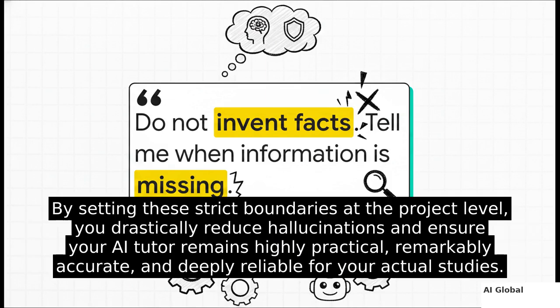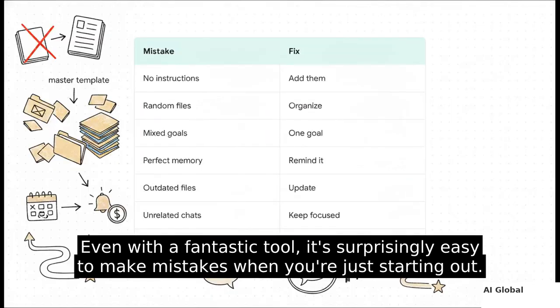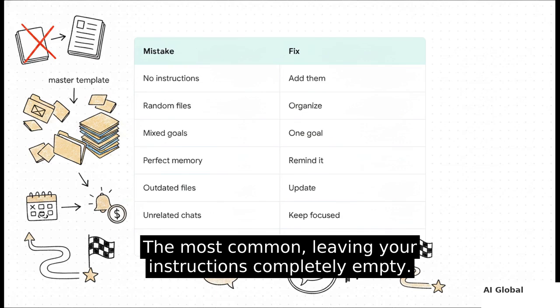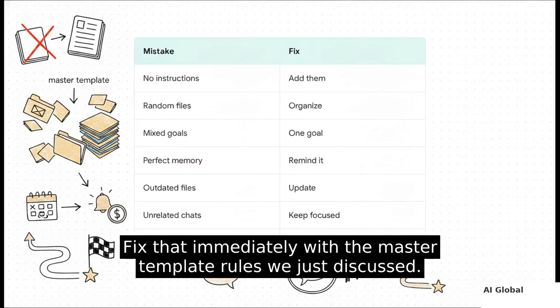By setting these strict boundaries at the project level, you drastically reduce hallucinations and ensure your AI tutor remains highly practical, remarkably accurate, and deeply reliable for your actual studies. Even with a fantastic tool, it's surprisingly easy to make mistakes when you're just starting out. Let's look at a few common ones and how to fix them instantly. The most common? Leaving your instructions completely empty. Fix that immediately with the master template rules we just discussed.